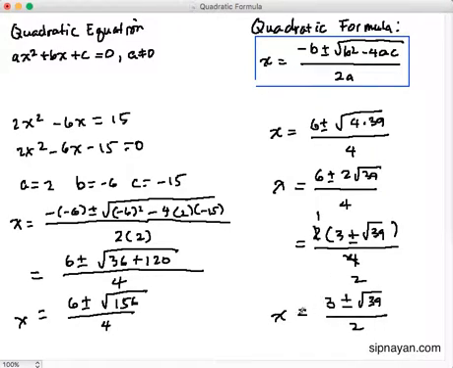Dalawa, meron tayong, pwede natin pag-iwalayin yan, ano? We can say that x is equal to 3 plus square root of 39 all over 2, or x equals 3 minus square root of 39 all over 2. So, dalawa yung roots natin, no?